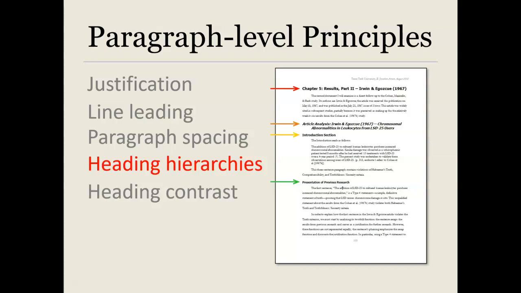Here's an example of what I'm talking about. This is a page from my dissertation. I just pulled it out so you have an example of what to look at. So at the top, I've got a level 1 heading. That's my chapter title. I've got a level 2 heading. The article analysis tells me what article I'm looking at. Level 3 heading, that then tells me this is the smaller section of the level 2 heading. And then I've got presentation previous research. That is a sub-chunk of the introduction section. So I've actually got 4 levels of heading going on here.